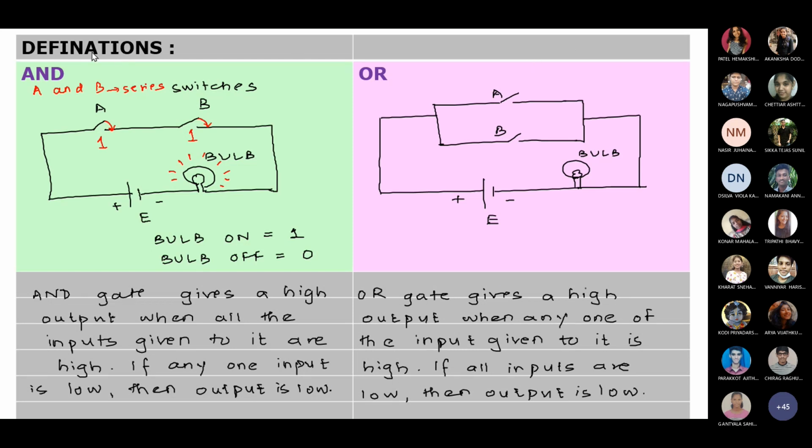In the same way, on a similar basis, we have OR logic. In OR logic, A and B are parallel switches. Both are parallel to each other.